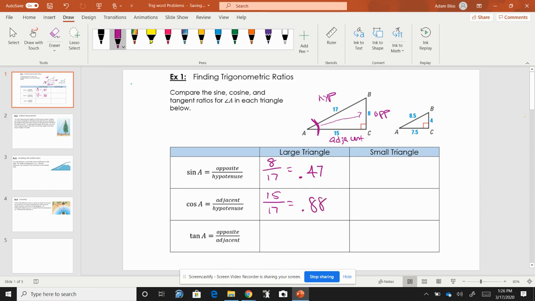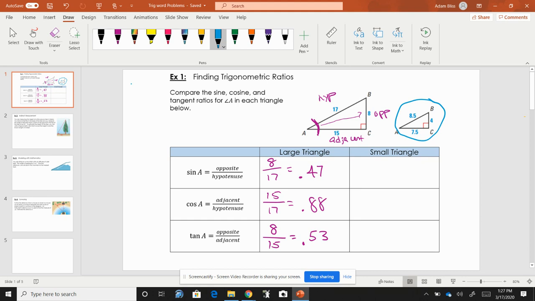Finally, tangent is opposite over adjacent. So again, the opposite side, look at angle A, that's where we're focusing on. And we go to the opposite, which is 8, and the adjacent side is 15. So 8 divided by 15, I got 0.5333, so 0.53. All right, pause the video in a second, but I want you guys to do the same thing for the small triangle. So pause the video, try it out, see what you get for the sine of angle A, cosine of angle A, tangent of angle A.